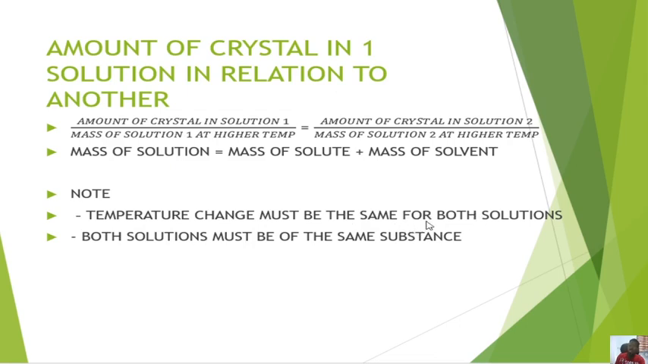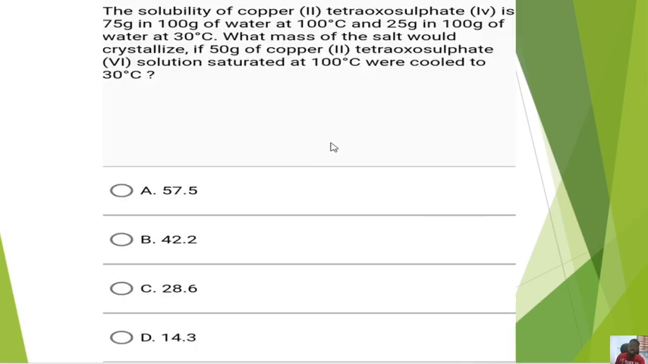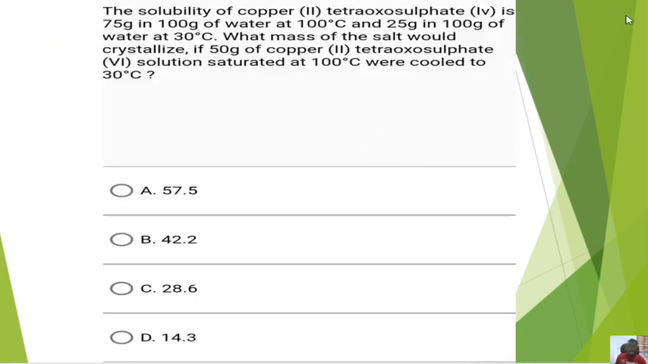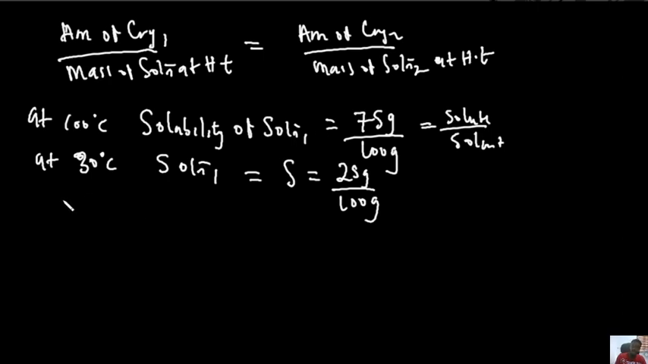So because this question happens to qualify, because the temperature change is 100 to 30, and then we're talking about copper 2 sulfate solutions, automatically we can use this formula. So with that said, we are going to put down the next parameter. The next parameter that we are given was the mass of the second solution.